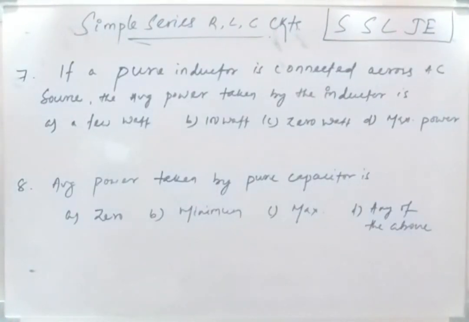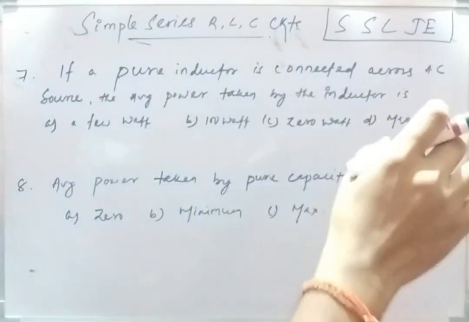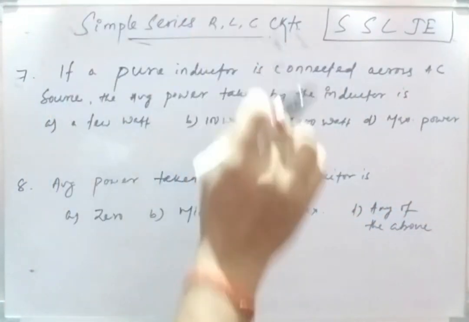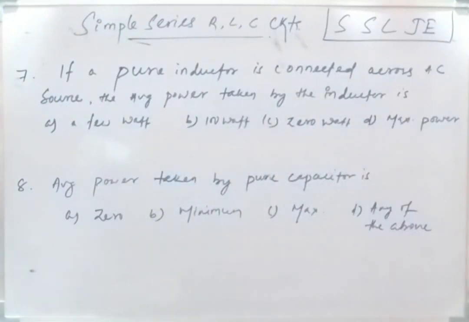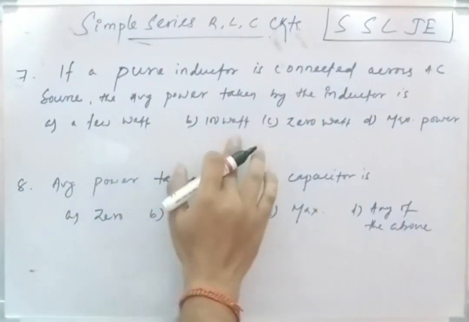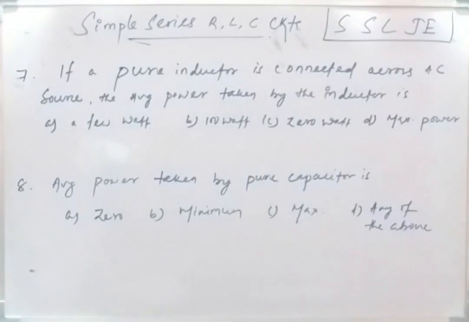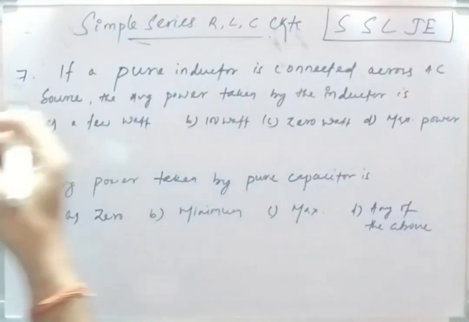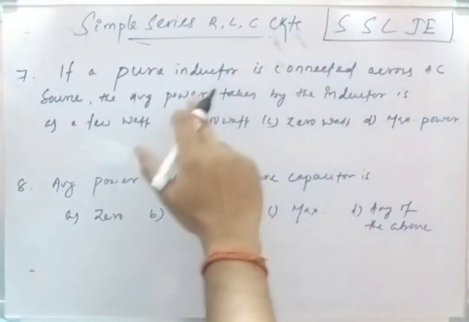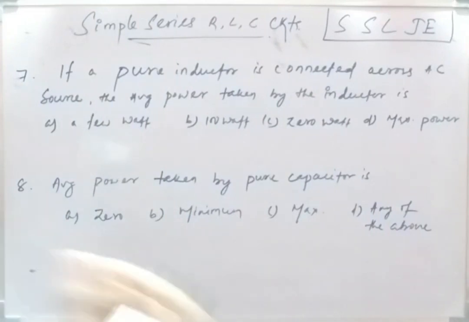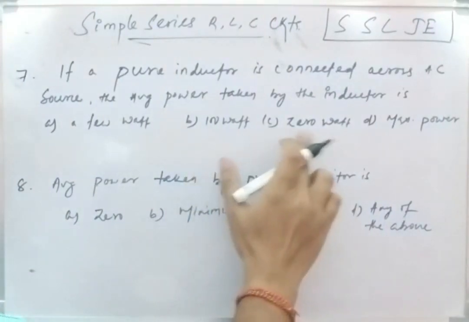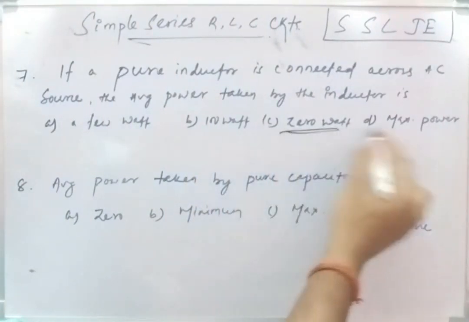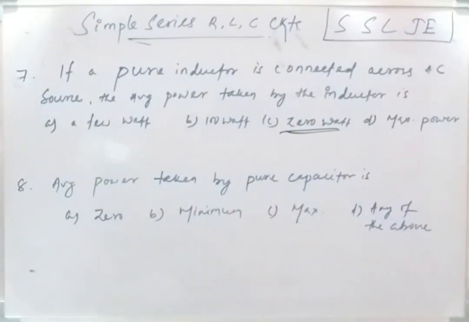These are our 7th and 8th questions. The 7th question is, if a pure inductor is connected across an AC source, the average power taken by the inductor is a few watt, 100 watt, 0 watt, or maximum power. In this type of question, there is no data given, so you can directly put the answer as C equals 0. But we will go to the reason. What is the reason behind that?